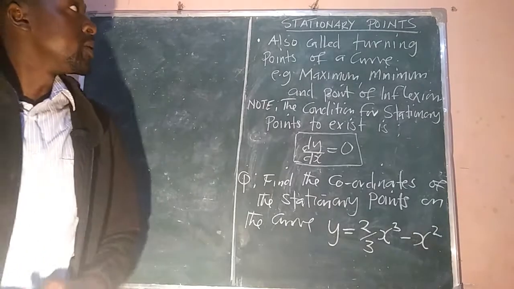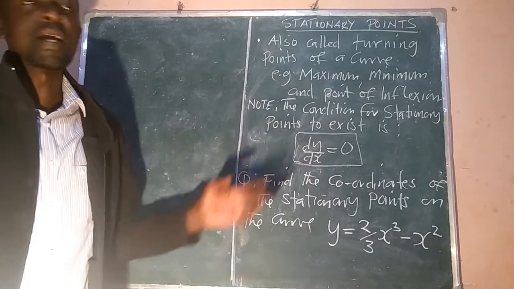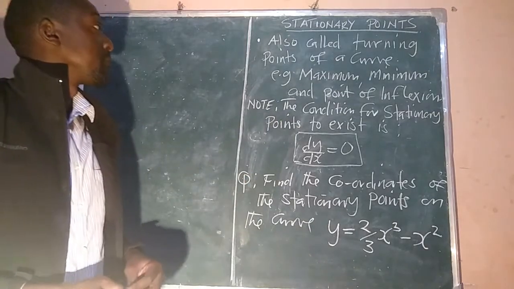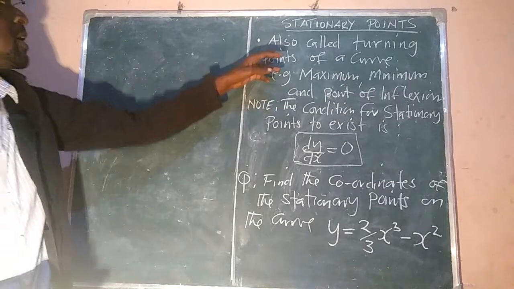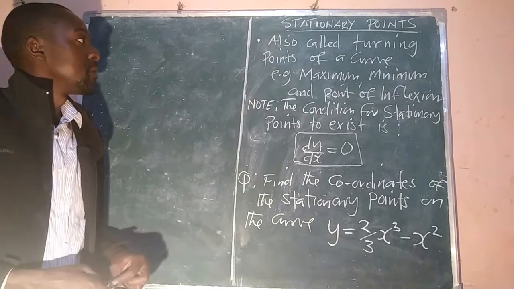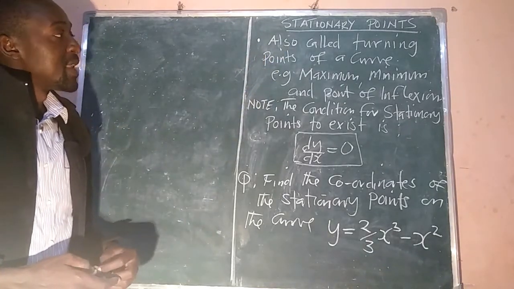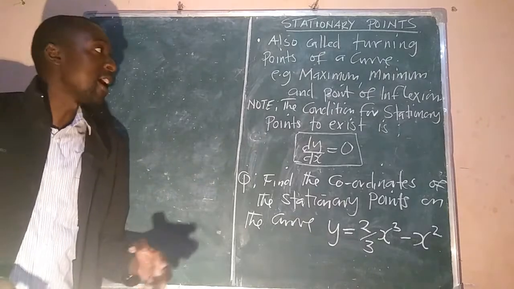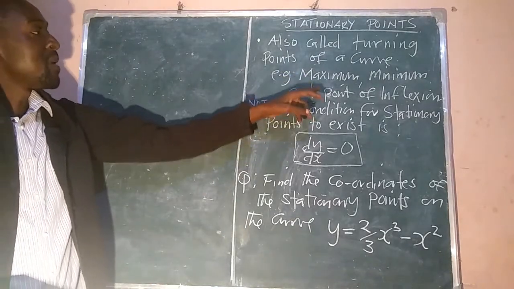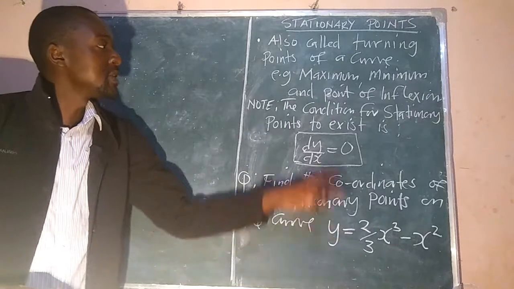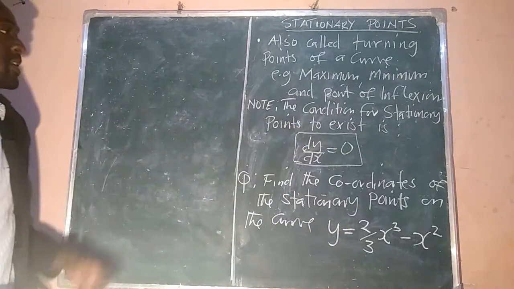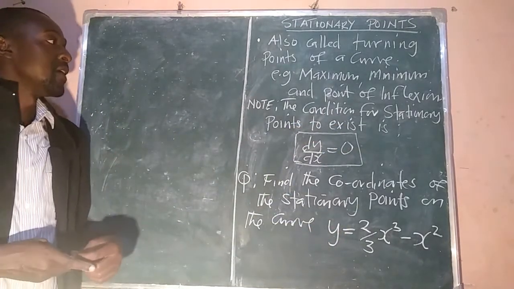We are now going to continue with the calculus, and this time we are looking at stationary points. Stationary points are also called turning points on a curve. And the types of stationary points that we have are a maximum point, a minimum point, and a point of inflection. So these are the three stationary points that we have.